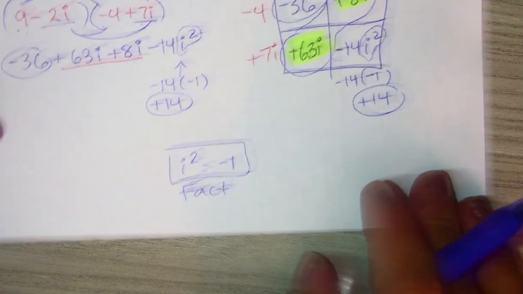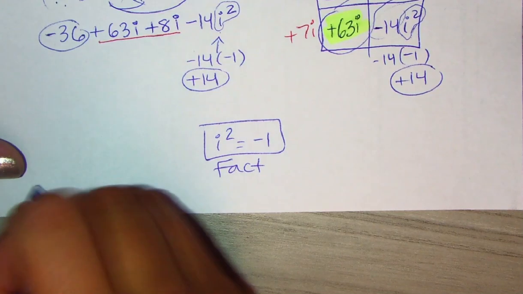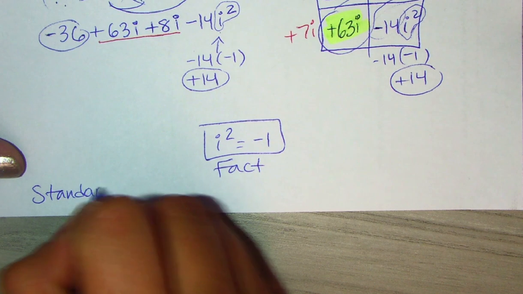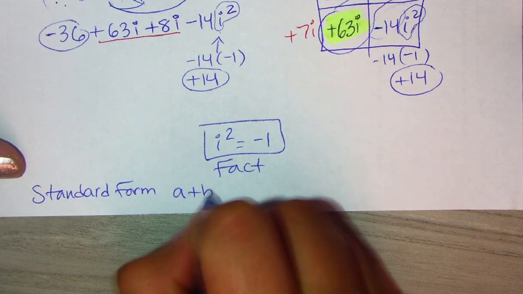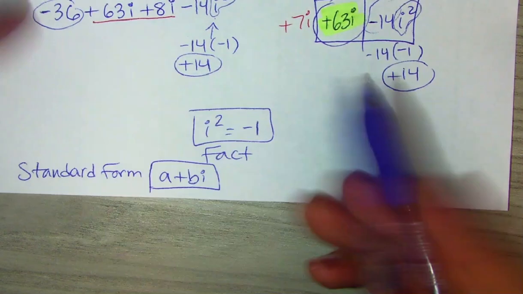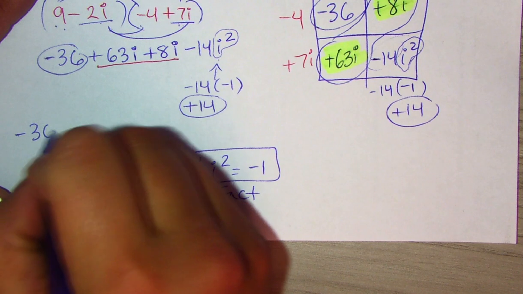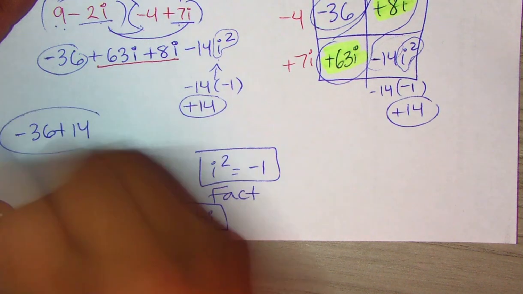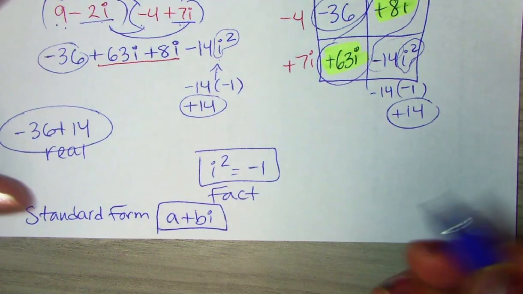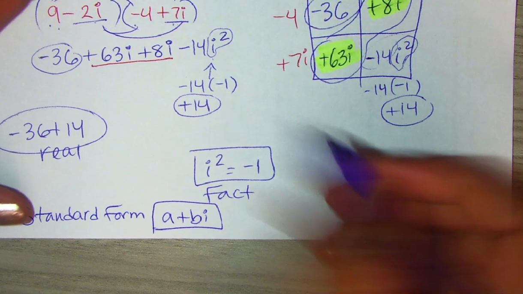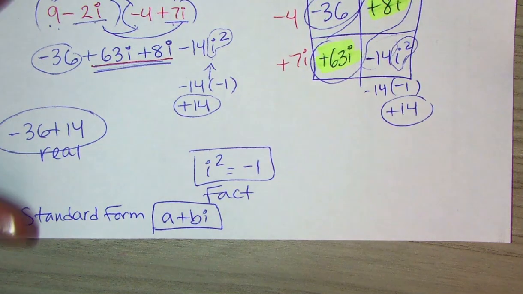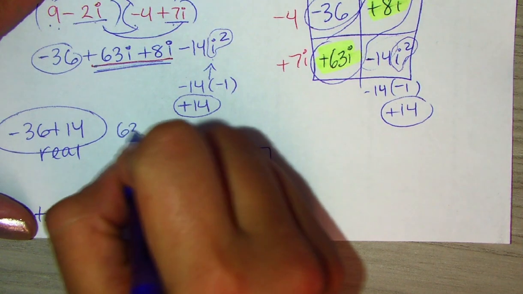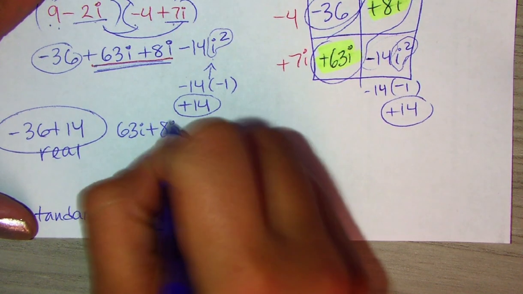So to finalize our work, we're going to remember standard form. The answer has to be in standard form, which is the real number plus the imaginary number. So if we look at our work, our real numbers are negative 36 plus 14. And then your imaginary numbers are these right here that we had circled and pointed out in the beginning. So 63i plus 8i.